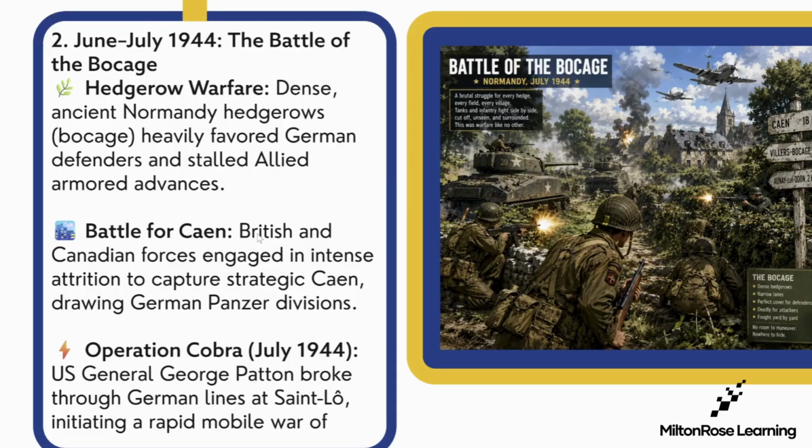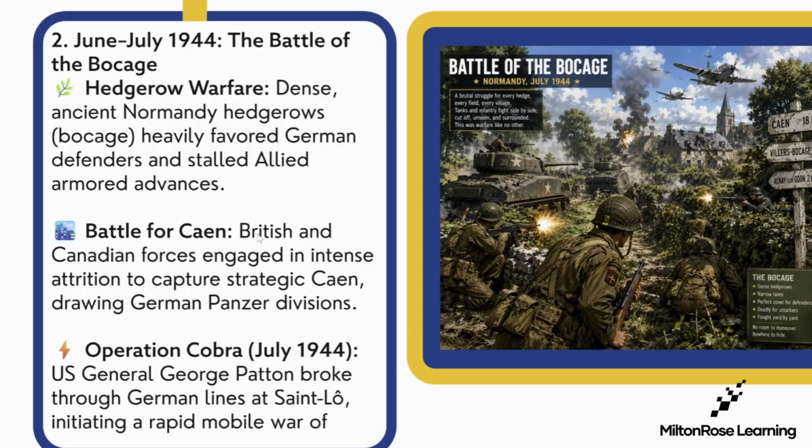The battle for a French town a few miles inland called Caen, British and Canadian forces engaged in intense attrition to capture the strategic Caen railroad and the town. But it drew the German panzer divisions into that fight, and by this time they were starting to fight with the formidable Tiger tanks and things like this, and Panther tanks. So it made the battles particularly difficult.